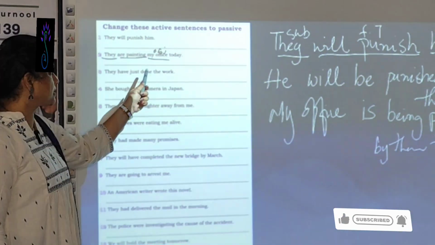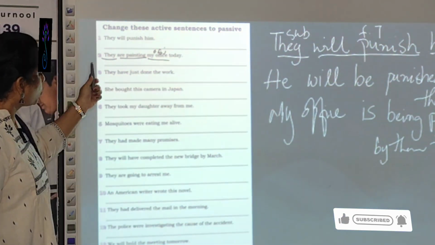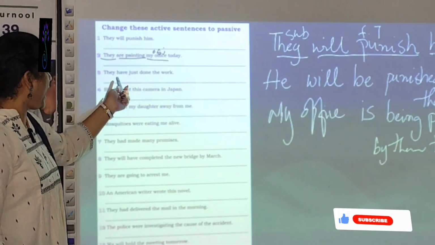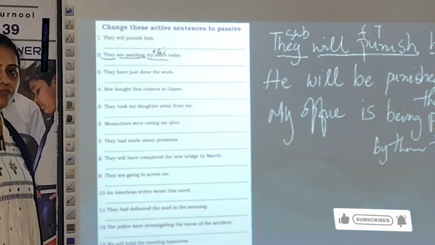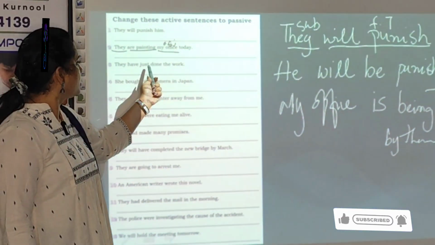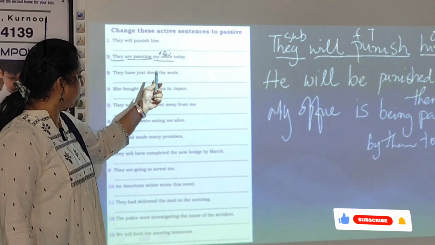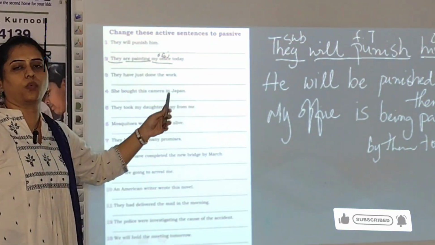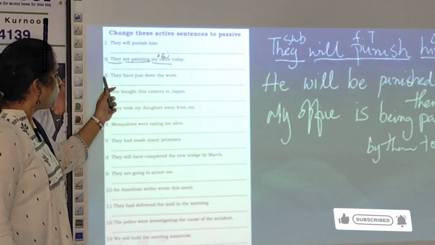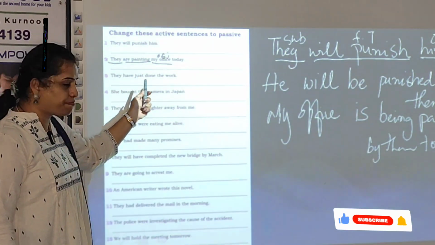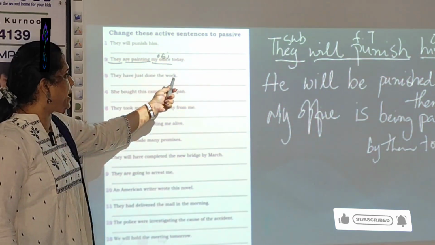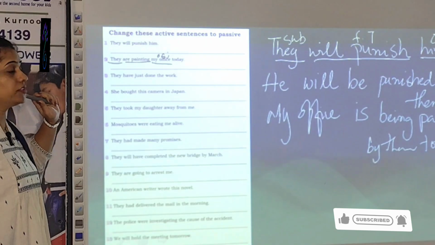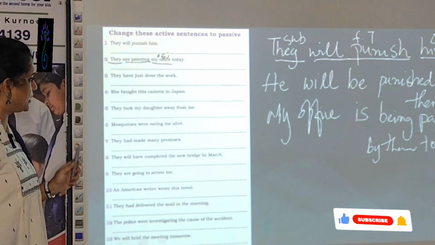They have just done the work. So they is subject, have done is present perfect tense, and the work is object. The work has been done by them. That is the answer. The work has been done by them.